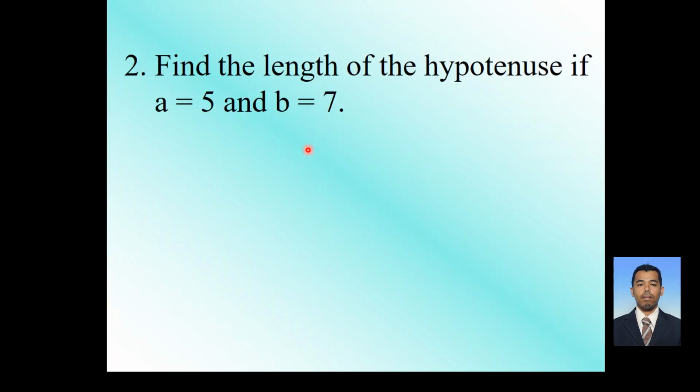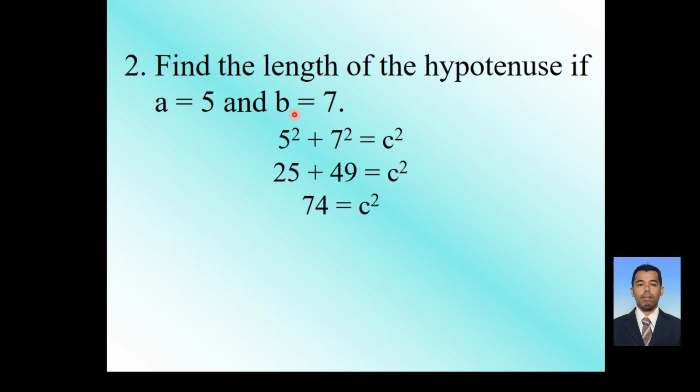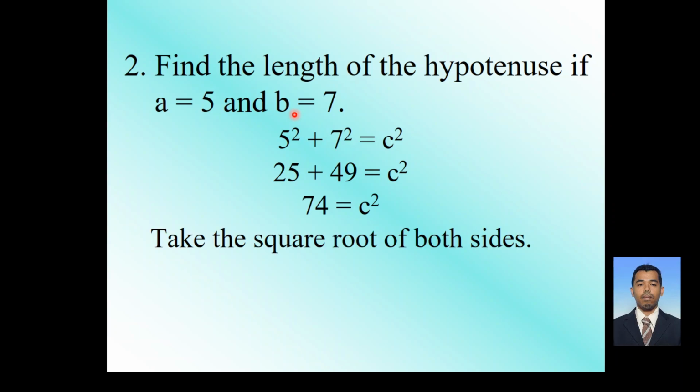The second example, find the length of the hypotenuse, that means the side C, if A is equal to 5 and B is equal to 7. Let's substitute into the formula. 5 square plus 7 square is equal to C square. 25 plus 49 is equal to C square, and then C square is equal to 74. Then take the square root of both sides, left hand side and right hand side. Therefore, C is equal to 8.6.